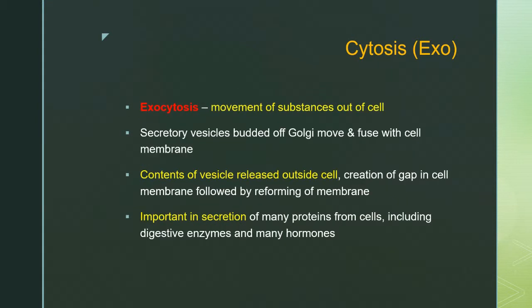So, exocytosis now. Exocytosis is the movement of substances out of the cell and not into the cell. You'll start off with a secretory vesicle budding off the Golgi apparatus, moving and fusing with the cell membrane, and the contents of the vesicle will be released outside the cell. The creation of a gap in the cell membrane will be followed by reforming of the membrane. This is very important in the secretion of many proteins from cells, including digestive enzymes and many hormones.